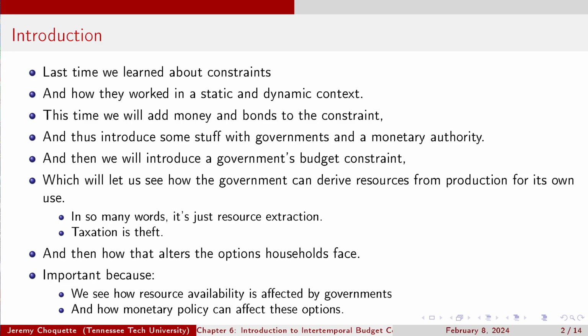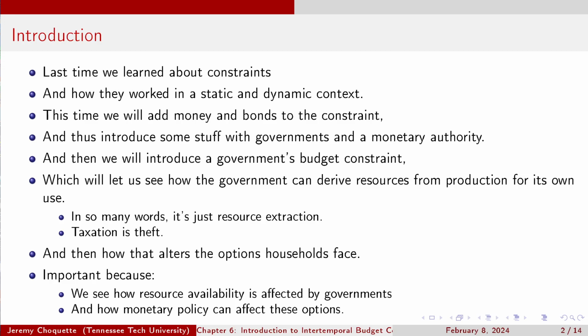Really, in so many words, I hate to say it, but taxation kind of is theft, and it's simply resource extraction. Maybe that's a little hyperbolic there. Maybe don't pay so much attention to that. But in effect, government spending is resource extraction. It is taking resources from one part of the economy and moving them to another part of the economy. And that alters the options that households have.